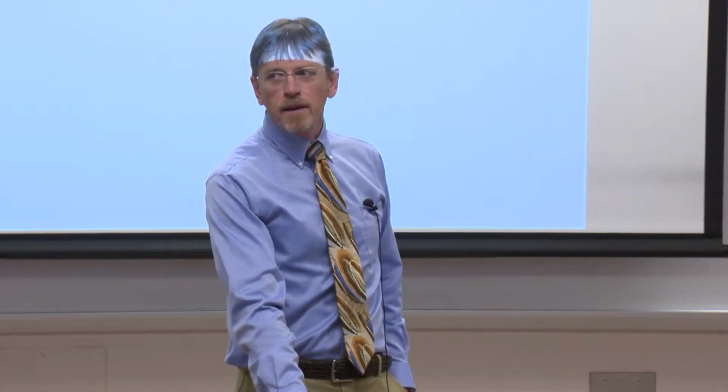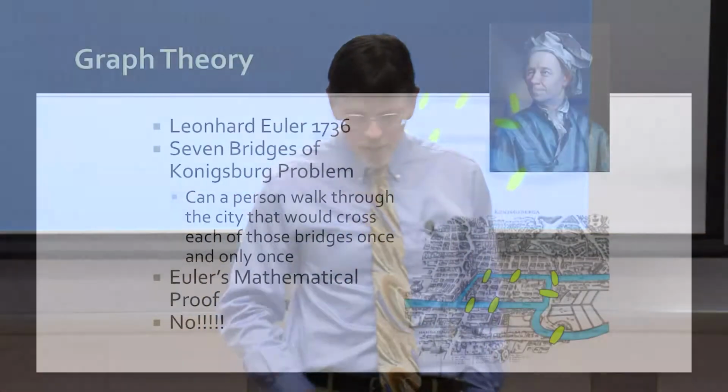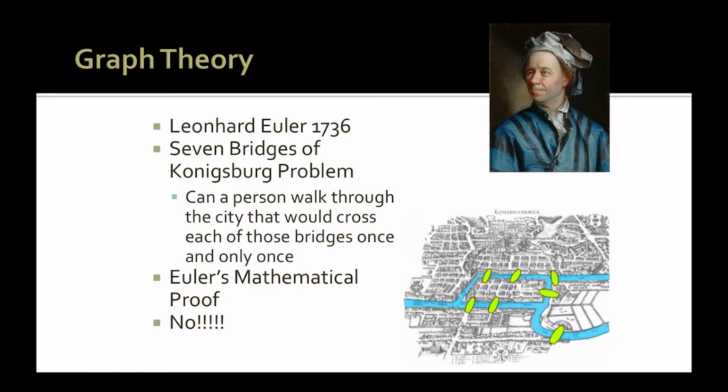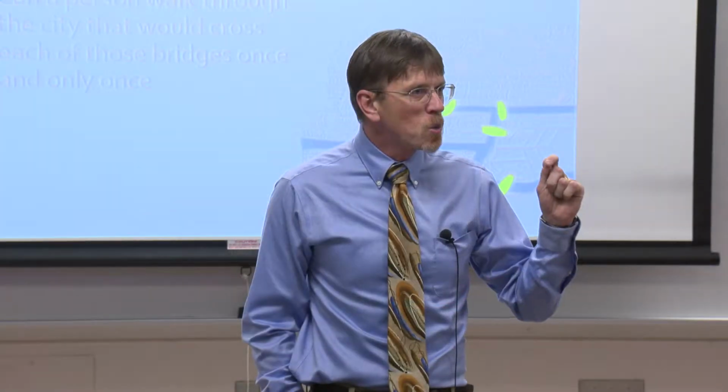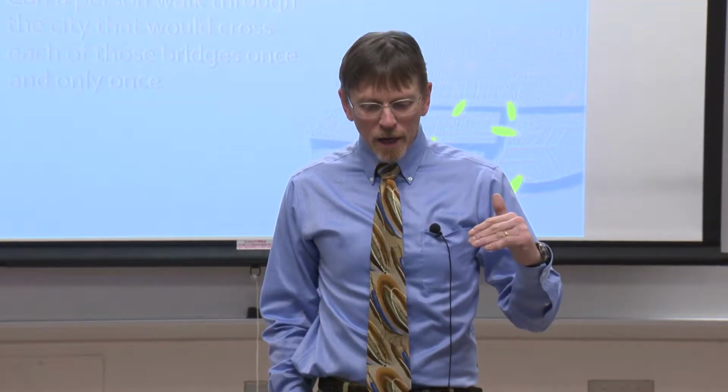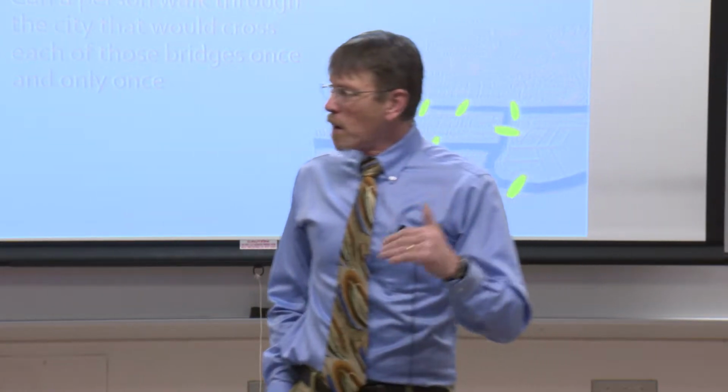So where does graph theory come from? It comes from the brains of mathematicians. In particular, Leonhard Euler, 1736, publishes or deals with a thing called the 7 Bridges of Königsberg problem. And there's this city, Königsberg, in Europe, and it's got some rivers that go through it, and there's 7 bridges. And the question is, can a person walk through the city by crossing each bridge once and only once? And it turns out to be a problem in graph theory.